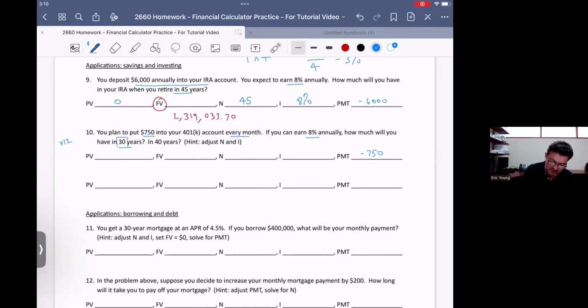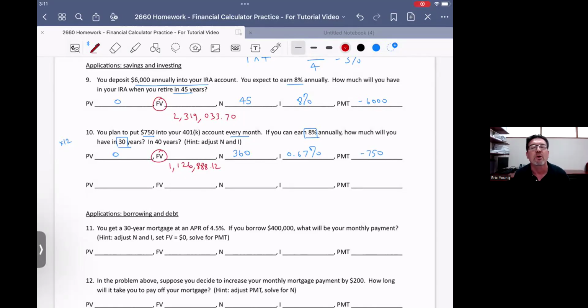So 30 years times 12 months per year is going to be 360. And 8% annual interest divided by 12 is going to be 0.67% monthly interest. And now we've equated our terms. PV is 0 because it's an annuity, not a lump. We're going to solve for future value. And in 30 years, you'd have a pretty healthy account with $1,126,888.12.